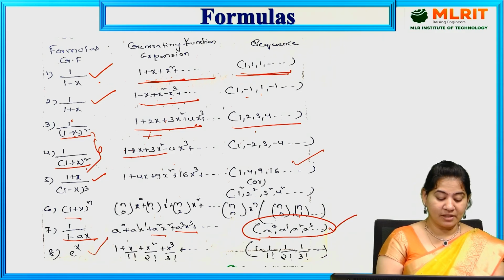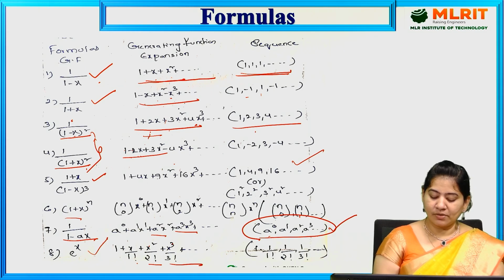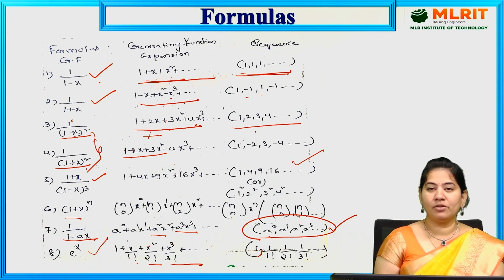So 1 plus x by 1 factorial, x square by 2 factorial, x cube by 3 factorial. So here you will get the sequence 1 comma 1 by 1, 1 by 2, 1 by 3 and so on. So these are the formulas that we have here.